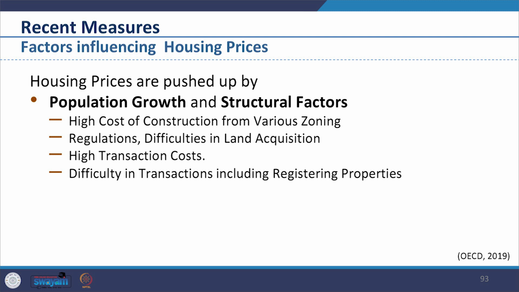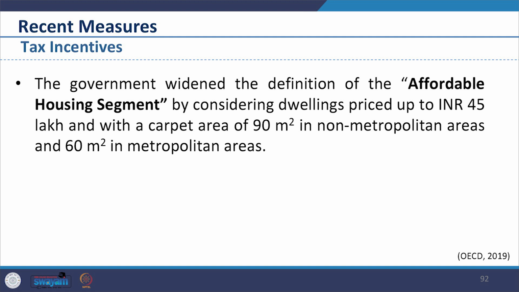Housing prices are pushed up by population growth and structural factors such as high cost of construction from various zoning and other regulations, difficulties in land acquisition and higher transaction costs. And also by difficulty in transactions, including registering properties. More recently, we see some cities such as Bengaluru have attached a unique ID number to each property. Similarly, extending this practice to more cities will help clarify property ownership, facilitate transactions, and contain benami transactions.